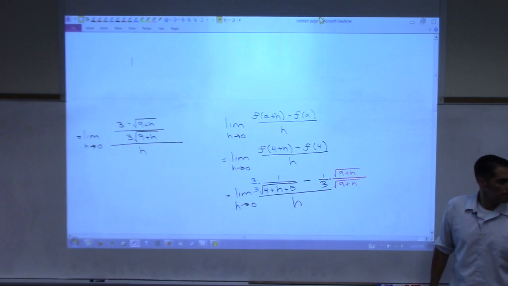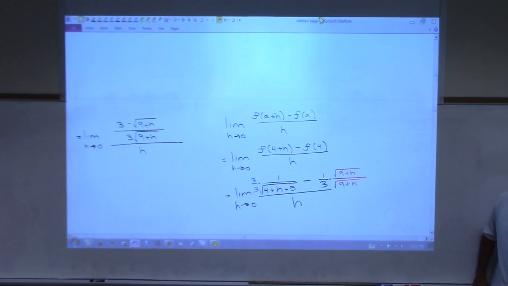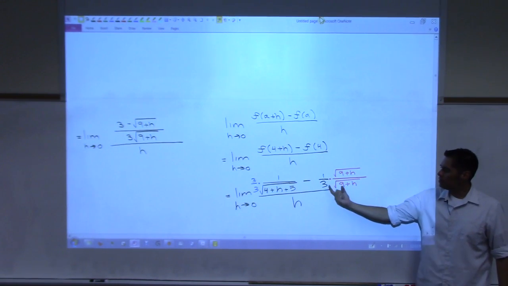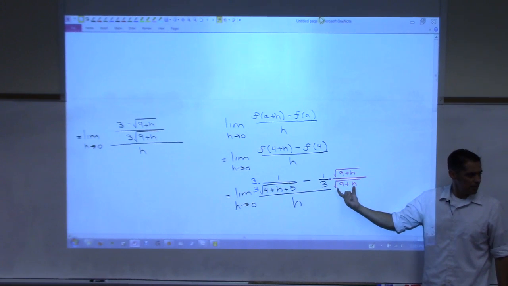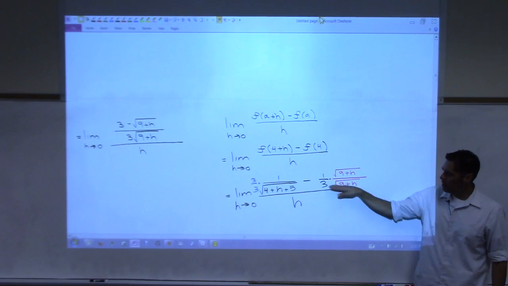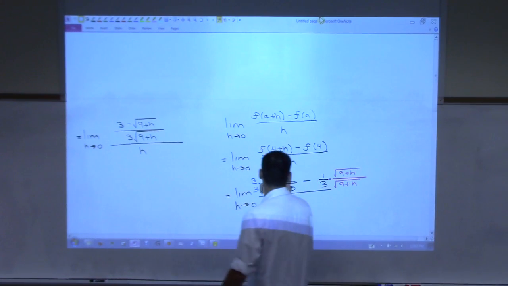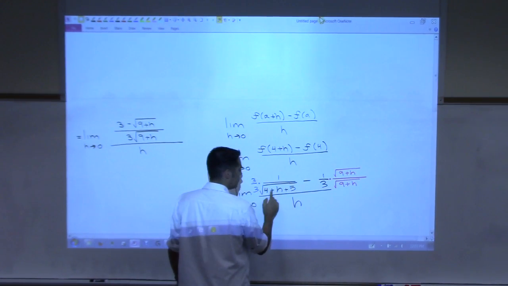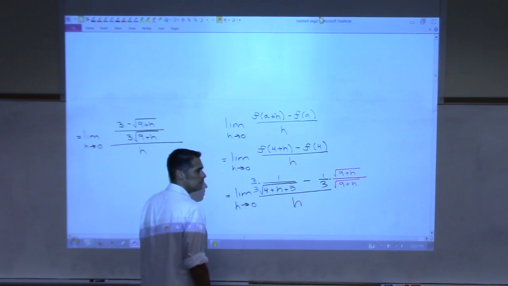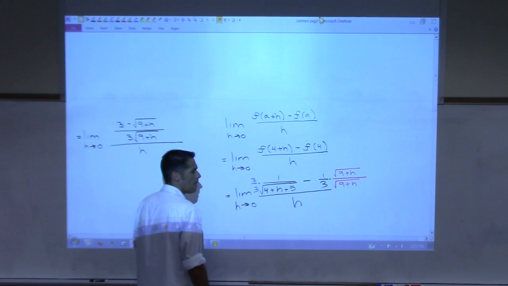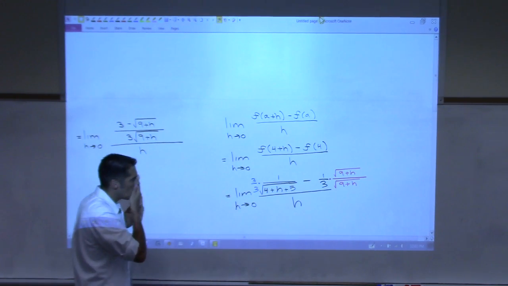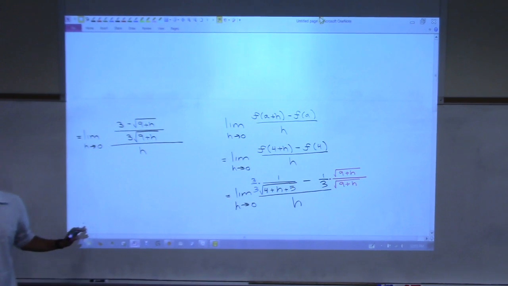Wait, why did you just do 9 plus h? Because the denominator is 3 root 9 plus h, right? That's what this denominator is? The common denominator? This is 9 plus h, right? 4 plus 5 plus h. But it looks like you did... You just cleaned it up. I know what you did. Okay. Everyone else good?